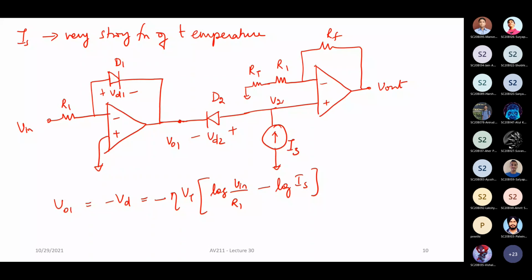Now, similarly, the voltage across the diode D2, VD2, is going to be what? VD2 is nothing but eta times VT times log of the I that is going to go into it, minus log of IS. Now, what is the current that is going to flow through the D2? It is basically this current I3, correct? That is the forward current, because the bias current is very negligible. So let's write it as I3.